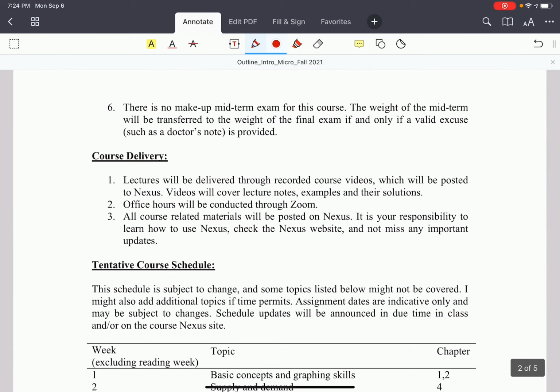Okay, about middle term exam. So basically there will be no makeup middle term exam for this course. And if you have some difficulties, then you have to tell me, you have to give me the valid reason. And I will move the weight of your middle term exam to the final exam. That is, if you can give me a valid excuse, then the percentage of your middle term will be essentially 0. And the percentage of your final exam will be 75%.